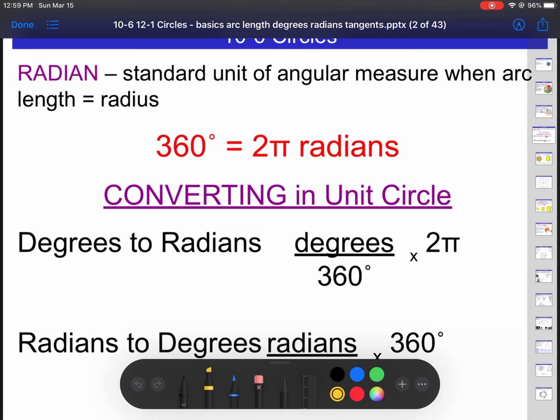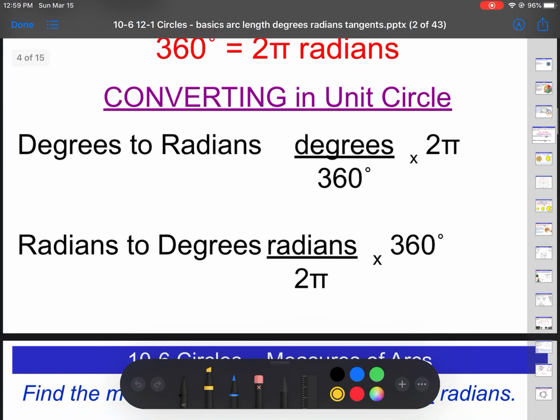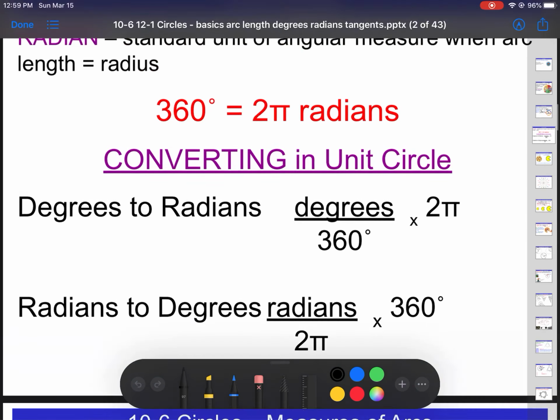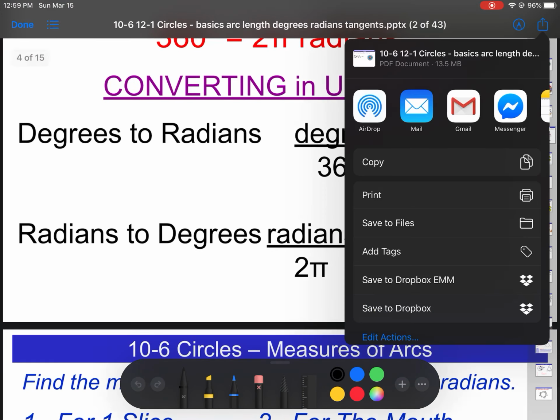So the conversion is 360 degrees is 2 pi radians. So then if we want to convert between radians and degrees, we have this formula. We start off with our degrees. So if we're in degrees and we want to go to radians, whatever our degrees is, divided by 360 times 2 pi. But we can reduce that.